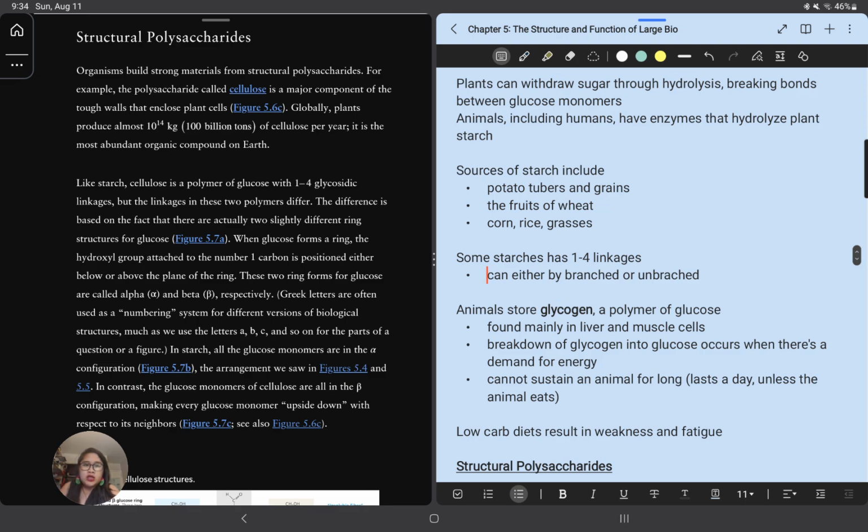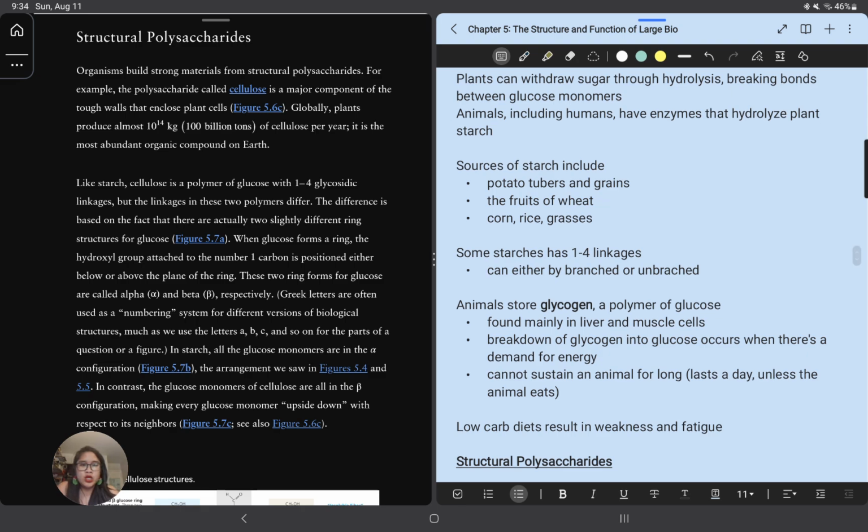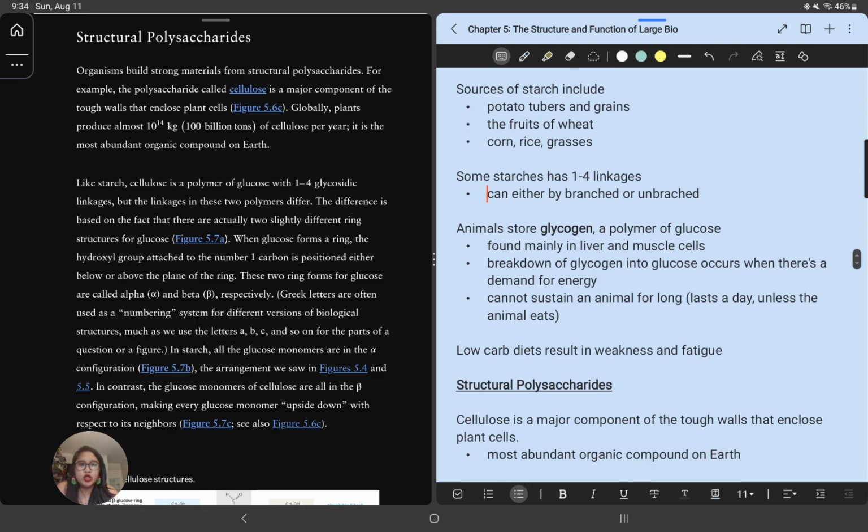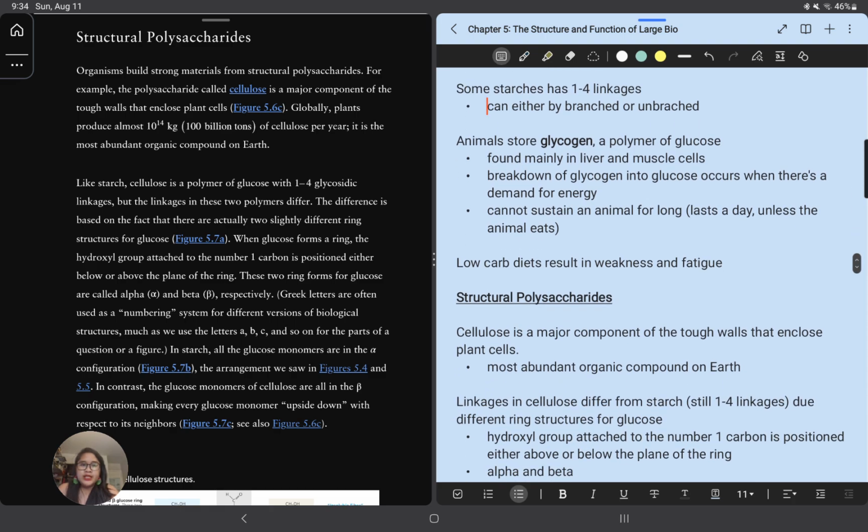Plants can withdraw sugar through hydrolysis, which breaks bonds between glucose monomers. Animals, including humans, have enzymes that hydrolyze plant starch. Sources of starch include potato tubers and grains, the fruit of wheat, corn, rice, and grasses. Some starches have 1 to 4 linkages and can either be branched or unbranched.